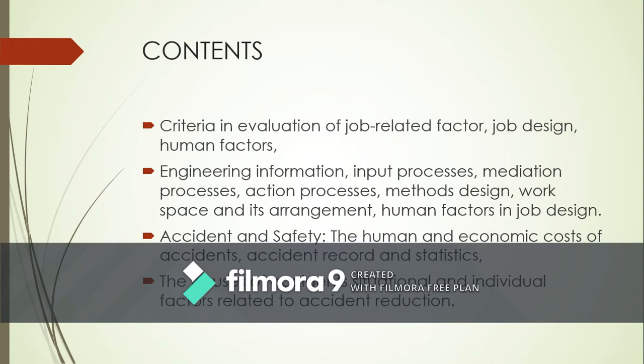And then we'll go forward to the next section where we can have a glimpse over the accident and safety rules in industry. What are the costs, human and economic cost of accidents, accident record and statistics, and what are the causes of accidents and how accidents can be avoided, and how accidents can be reduced in industries. So this is what we are going to learn in this fifth unit.